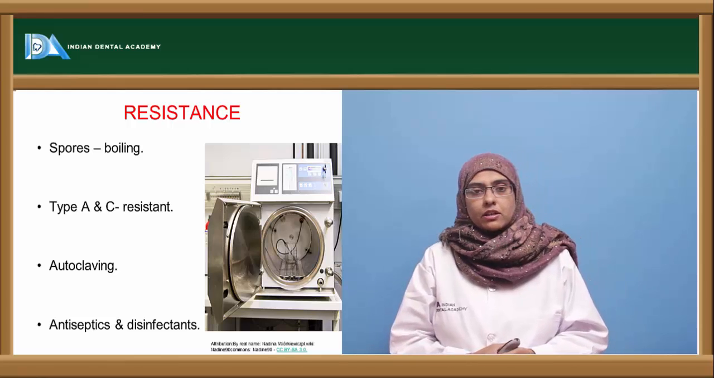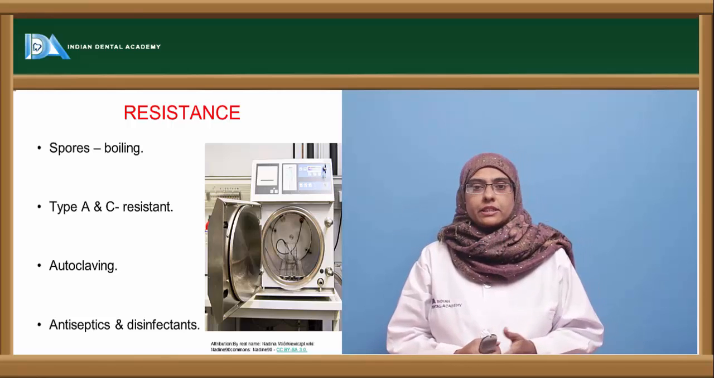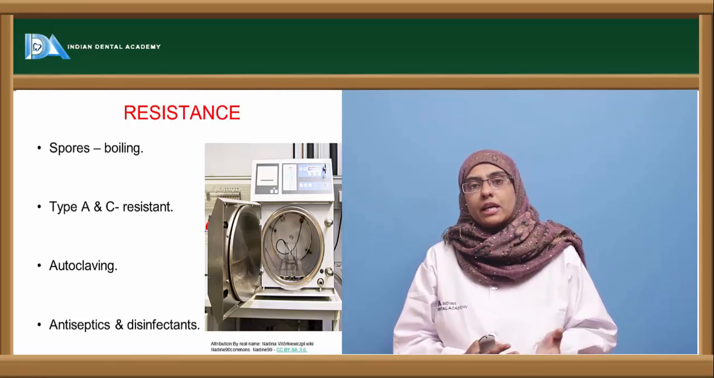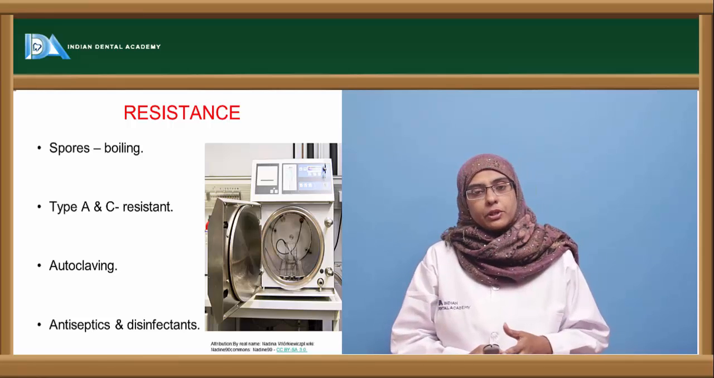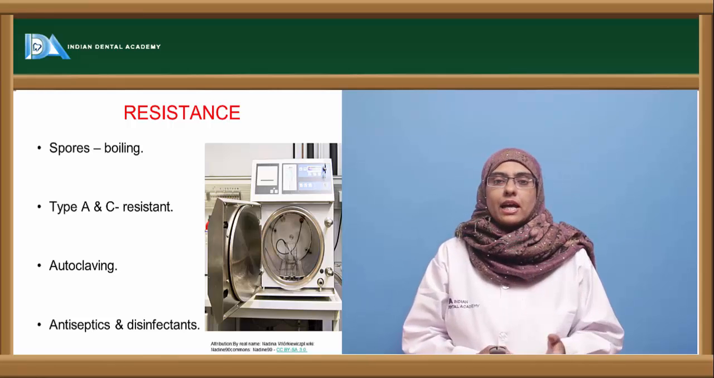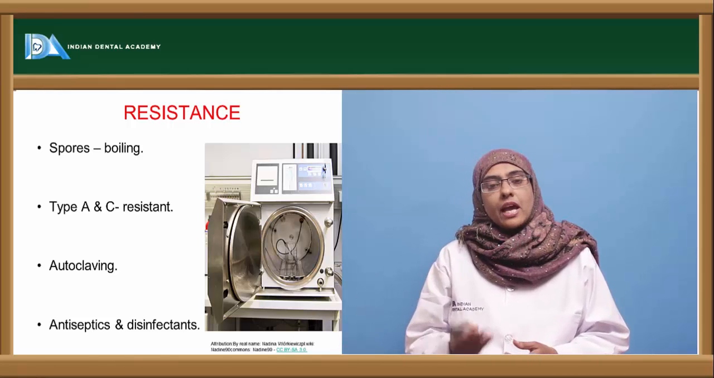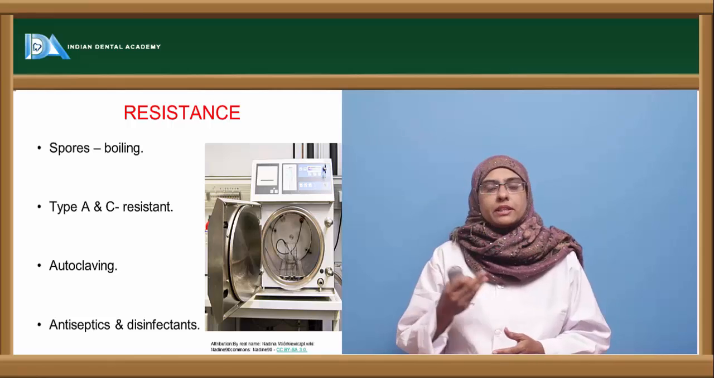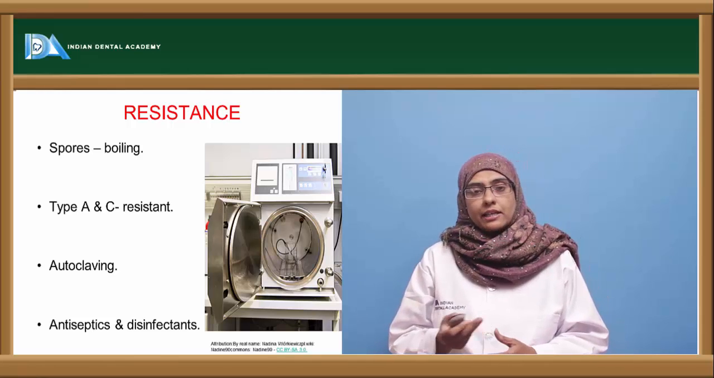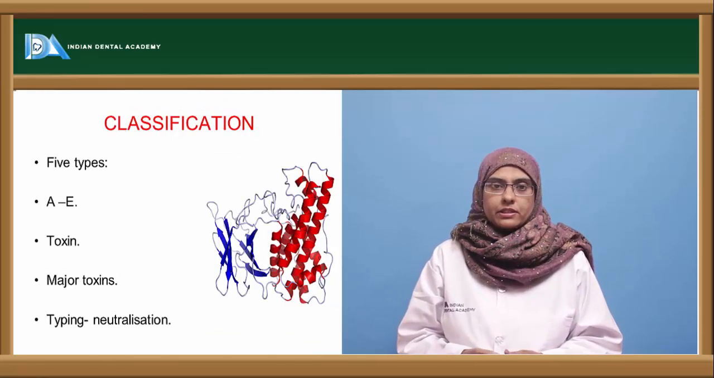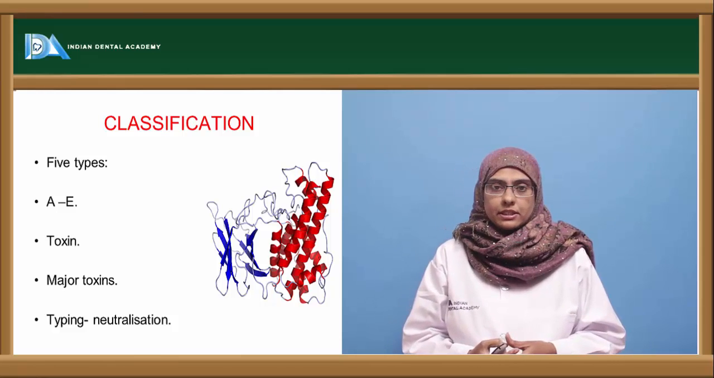Now, coming to the resistance of this organism, because the organism is a sporulating one, it is mostly heat resistant, but the spores can be eliminated by boiling at a particular temperature, and they are sensitive to boiling. But the spores produced by type A and C strains are highly resistant, that is, they cannot be easily killed by boiling, and hence you have to go with autoclaving at 121 degrees centigrade for 15 minutes at 15 lbs to eliminate the sporulating forms of the organism. These organisms are also highly resistant to antiseptics and disinfectants. So you cannot easily kill the sporulating organism by application of antiseptics or disinfectants.